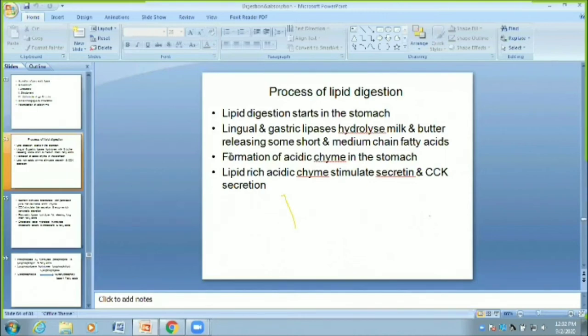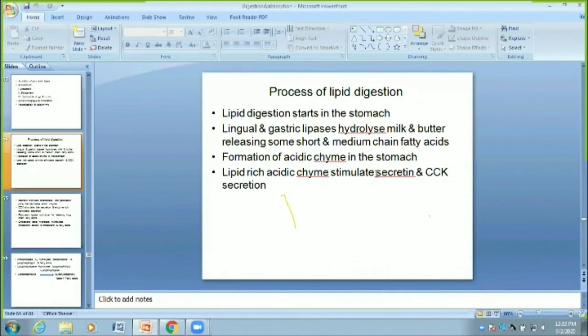This is very less. Formation of acidic chyme in the stomach. We mentioned acid-rich chyme enters into the duodenum. Here, this acid-rich chyme stimulates secretion of secretin.